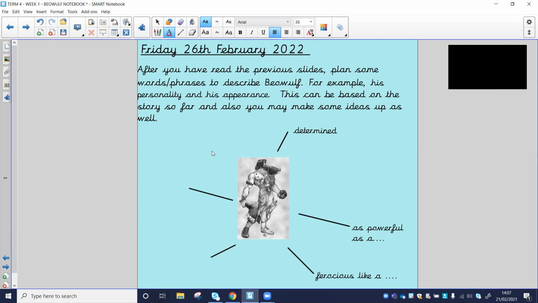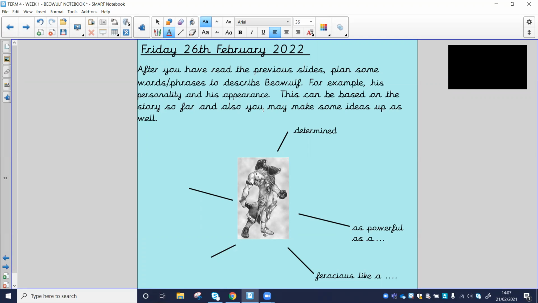characteristics, stuff like that. And this can be based on what we've read so far in the story, but you can also add a few extra bits as well. Don't just literally take things from the text. If you get the impression that he's a very determined person, add some other words, add some more synonyms. Don't just stick with the one word.